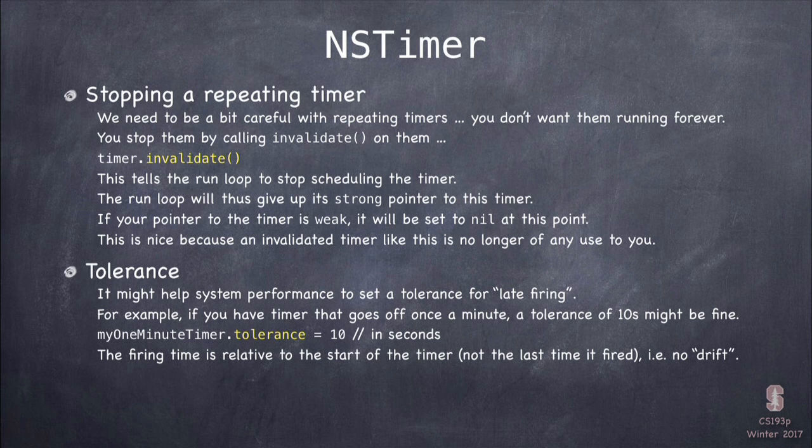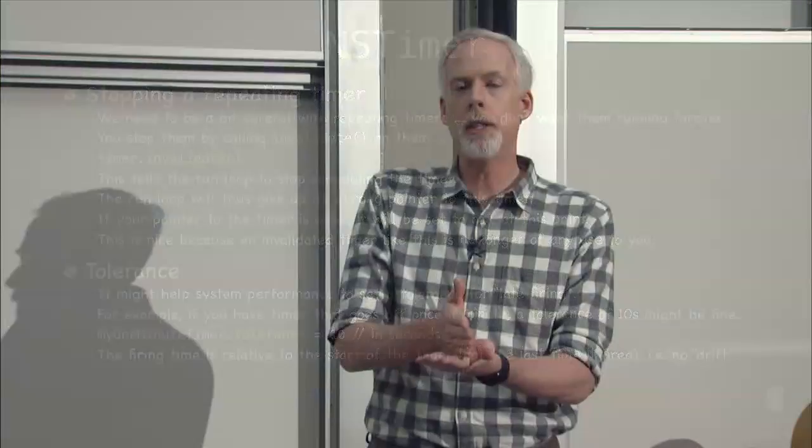By the way, this does not have any drift. So if the system decided it was going to go off in 50 seconds this time, the next time it wouldn't be shorter and shorter and shorter each time. The time it goes off is measured from the time you started the timer. Even if it's 2 days later, it's still going off once per minute. It's once per minute since you started the timer. It's just that when it goes off, it'll be plus or minus a little bit each time.